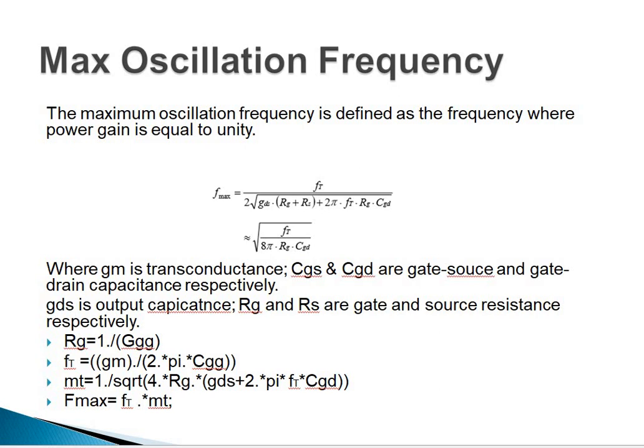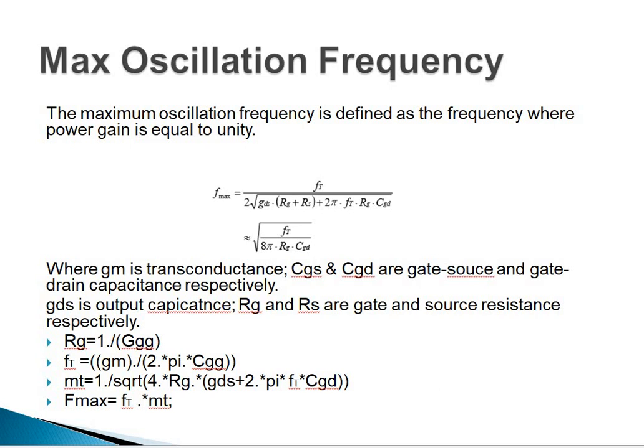GDS is the output conductance, RG and RS are the gate and the source resistance, and the value of RG is equal to 1 divided by gate transconductance. The value of the gate transconductance you can find by simply exporting the value from the log file. I will show the value of GGG after running the program.